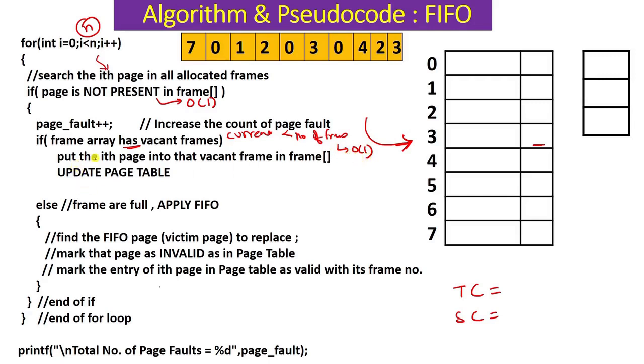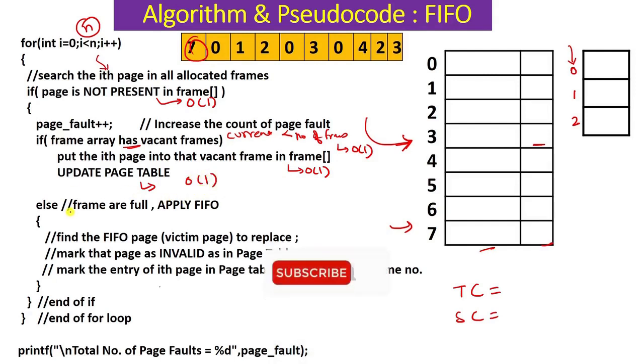Then we are putting the ith page into the vacant frame. We simply go directly to the current frame, whether it is the 0th, 1st or 2nd frame, so again it is direct access. Updating the page table is also a constant time operation. Go to that particular page, let's say the 7th page, and update it. Again, it is O(1) time.